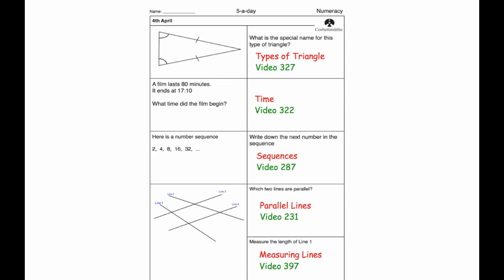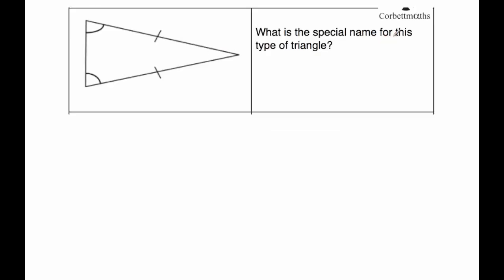So the first question says, what is the special name for this type of triangle? As you can see, the two sides there and there are the same length, and we've got two angles of the same size, so it's an isosceles triangle. And let's try and get the spelling right. So that is isosceles.